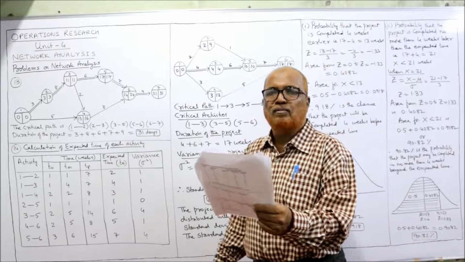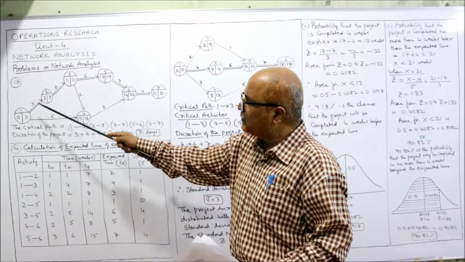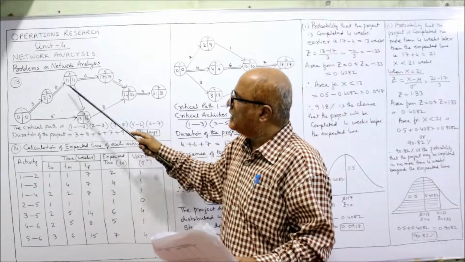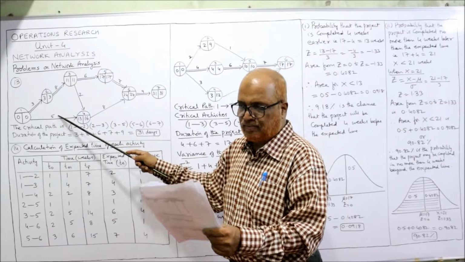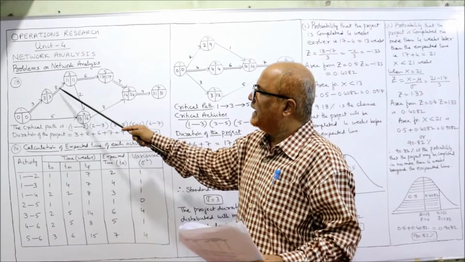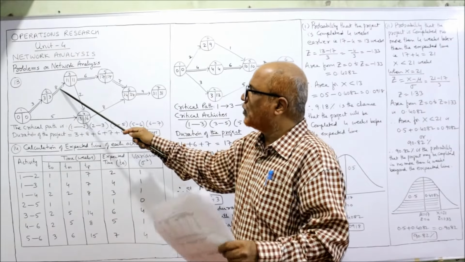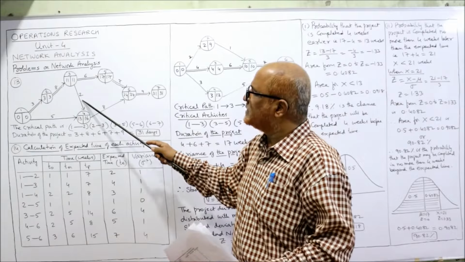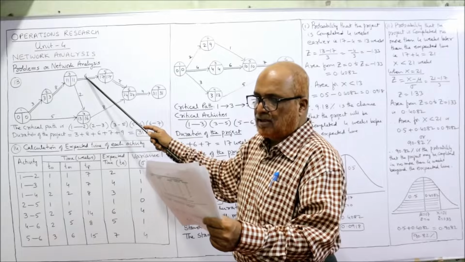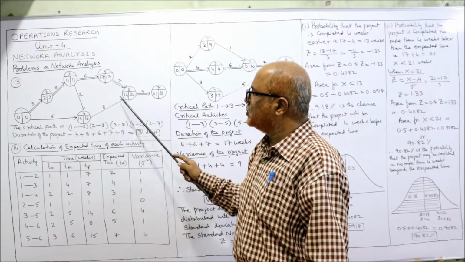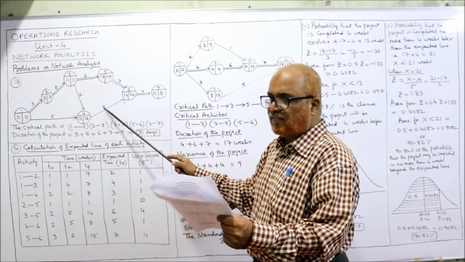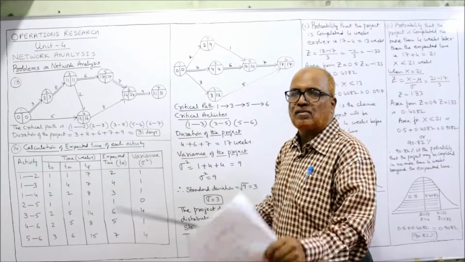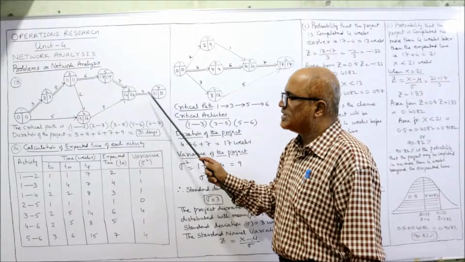Now, the durations are given. 1 to 2 is 3, so on the activity I have written 3. Then 1 to 4 is 5. 2 to 3 is 8. 3 to 4 is 2. 3 to 5 is 6. 4 to 6 is 8. Then 5 to 6 is 7. And 6 to 7 is 9.